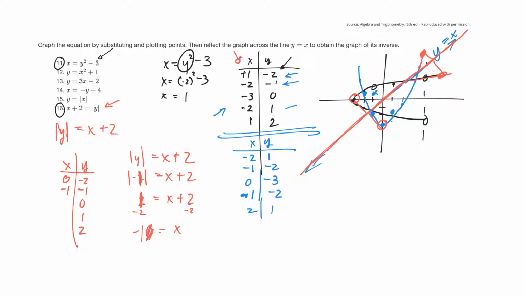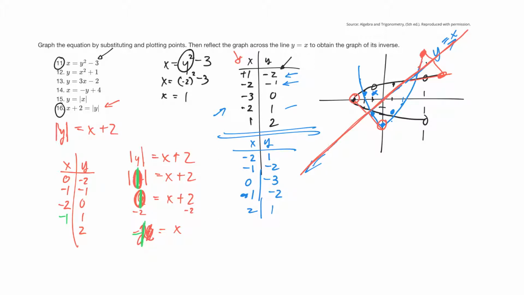Okay, if I put a 0 in, absolute value of 0 is 0. 0 taken away 2 is a -2. I don't mind putting stuff on top. Maybe I'll do a different color. Let's put a 1 in. So if I put a +1, absolute value of 1 is 1. 1 take away 2 is a -1.